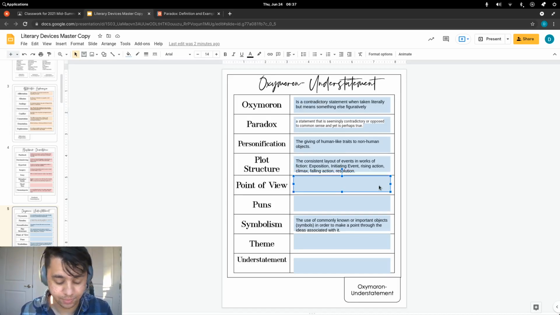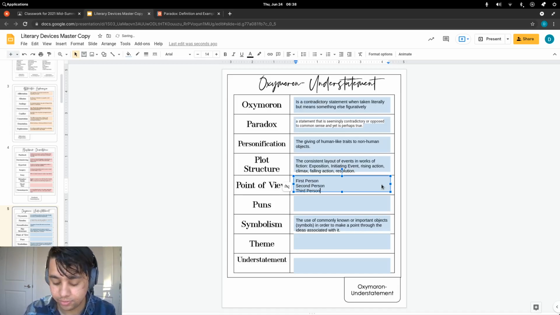The point of view is going to be the... Well, actually, let's do it this way. Let's do first person, second person, and third person. So the point of view is going to be the way that the author is telling the story, the narrator's perspective, and it has to do with where they are in reference to the story.